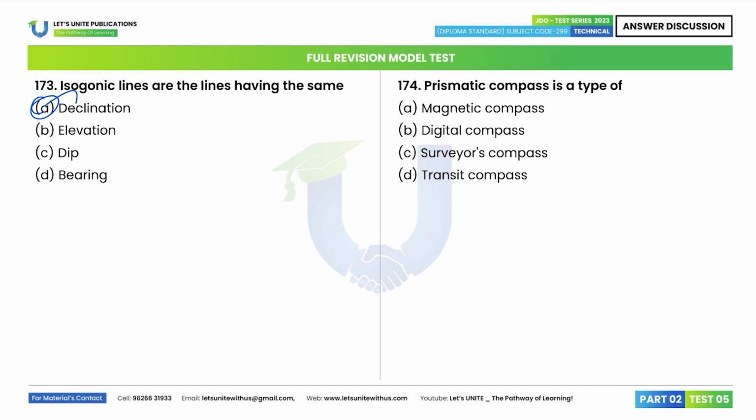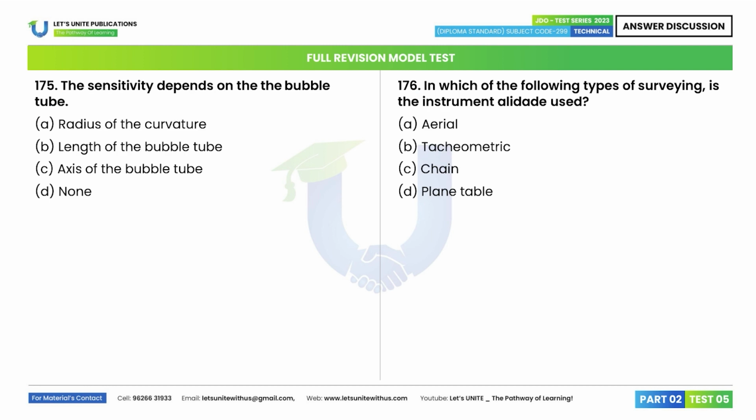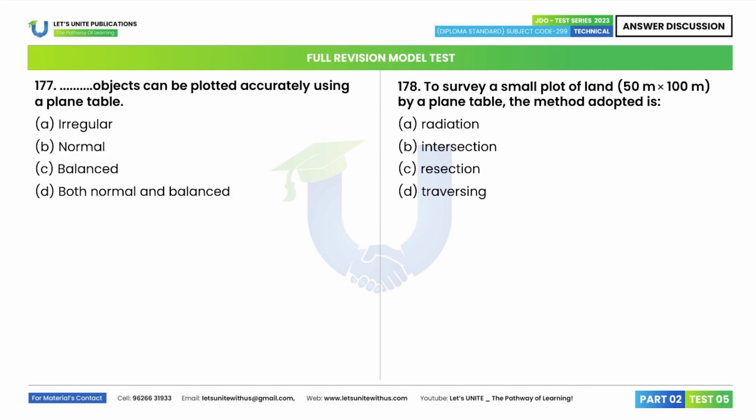Option A. Next, 174. Prismatic compass is a type of magnetic compass. Option A. Next, 175. The sensitivity depends on the bubble tube, depends on radius of curvature. Option B. Next, 176. In which of the following types of surveying is the instrument alidade used? In plane table we use the alidade. So option D. Next, 177. Dash objects can be plotted accurately using a plane table. Irregular objects only. Option A.